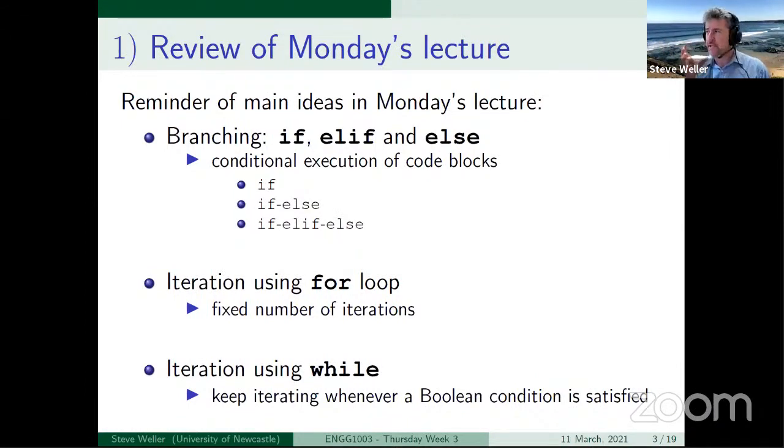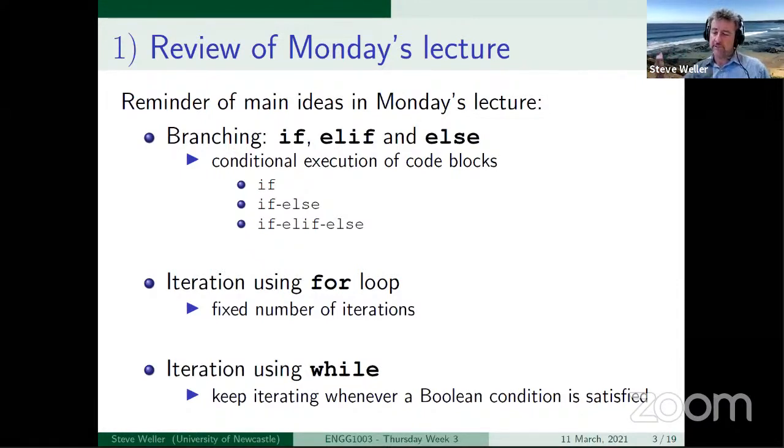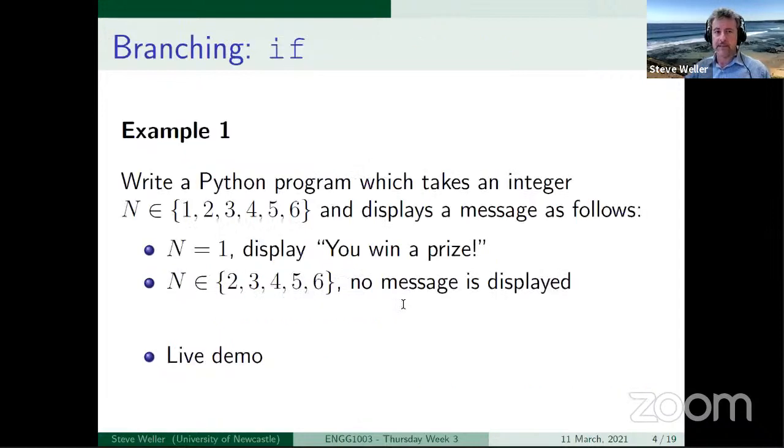Then the second major idea we looked at in Monday's lecture was the idea of iteration, getting Python to do tasks iteratively over and over again. And there were two variants on that iteration. The first was to use what's known as a for loop. So we're using a fixed number of iterations. And the second is to use what's known as a while loop, which keeps iterating until a particular logical condition is satisfied. And we gave those logical conditions, we also called them Boolean conditions.